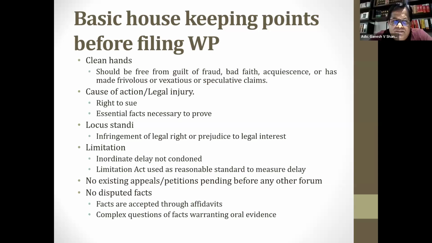Locus standi: infringement of a legal right or prejudice to a legal interest. You can't fight for somebody else's cause; you should have been affected. It's only you. It's not a PIL which you are filing. You are filing a petition for your own cause.